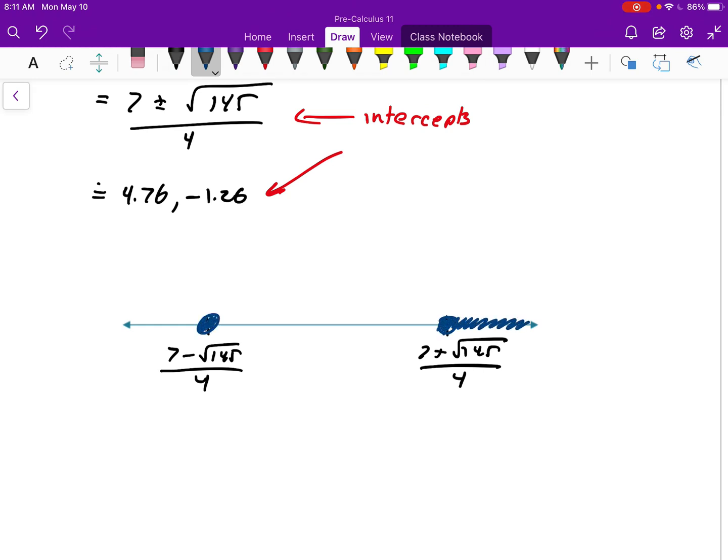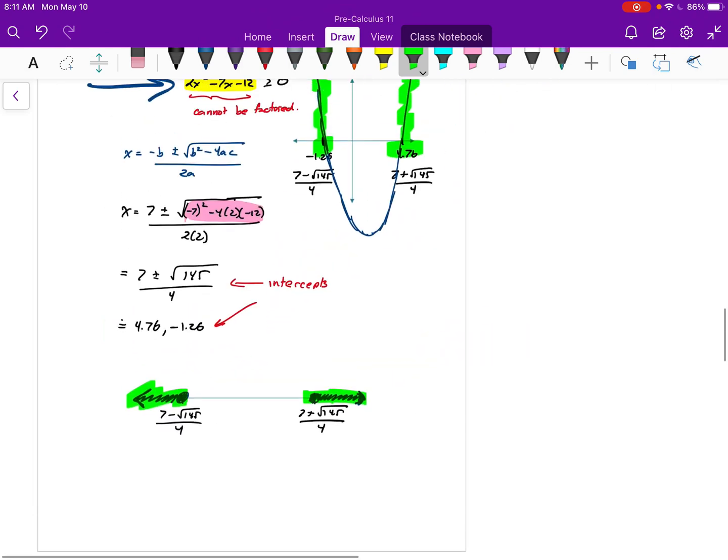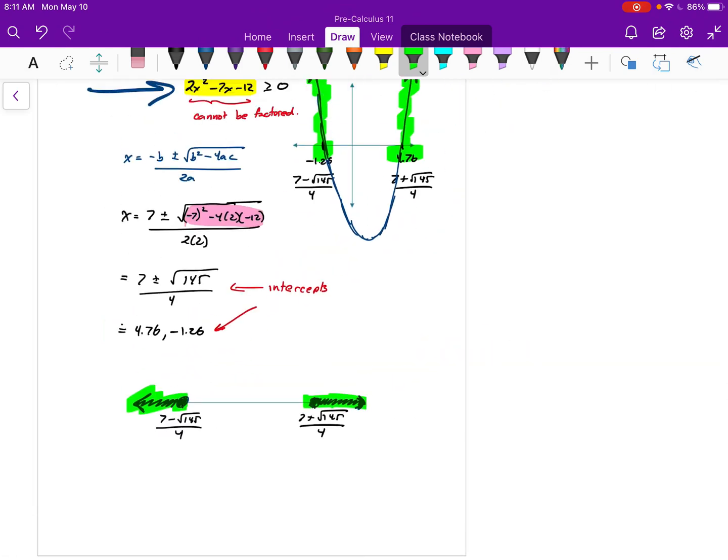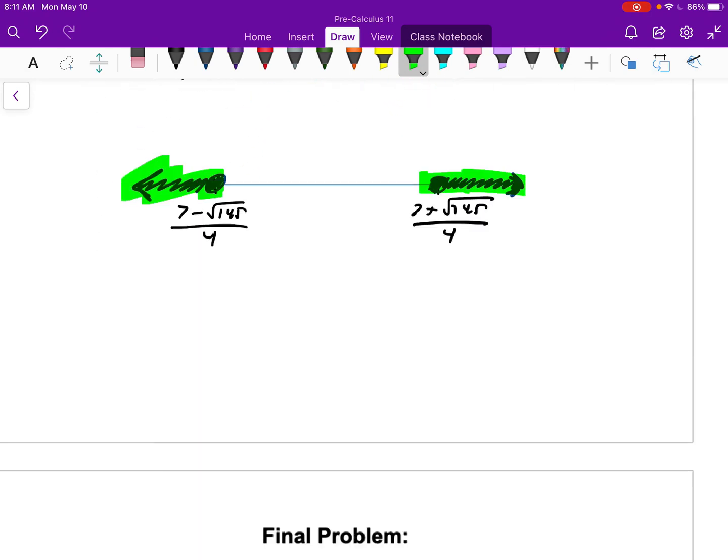All right, there we go. I want to show the interval like this on my number line. Algebraically, hoping you already kind of know what I'm going to do, I can say x is less than 7 minus root 145 over 4, comma, x is greater than 7 plus root 145 over 4.